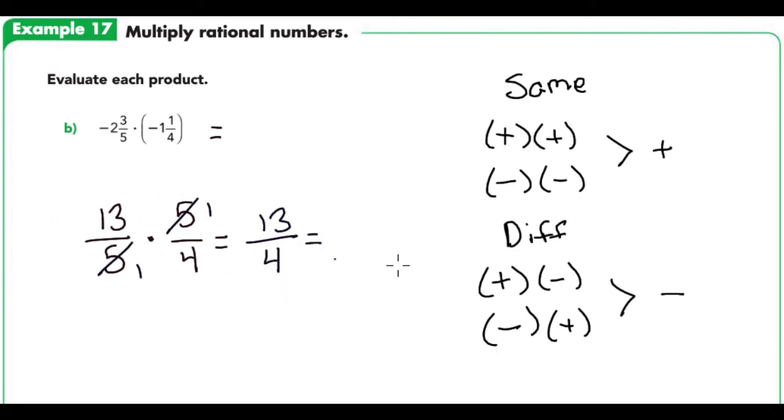Now we want to rewrite this as a mixed number again. 4 goes into 13 3 times, which would be 12. 13 minus 12 is 1, so there's a remainder of 1, so that leaves us with 3 and 1/4. And again, because it was negative times negative, our answer is a positive 3 and 1/4.